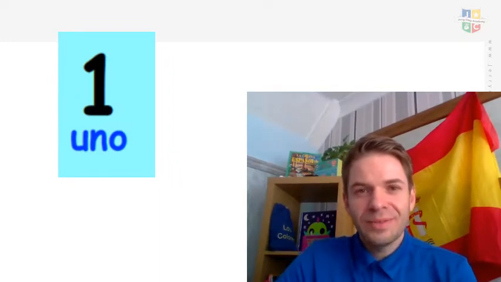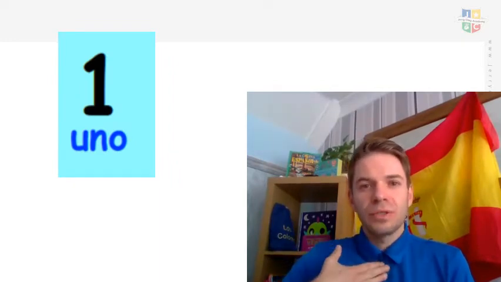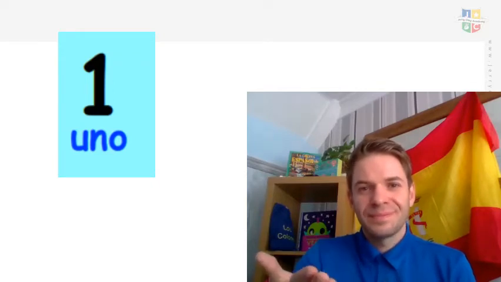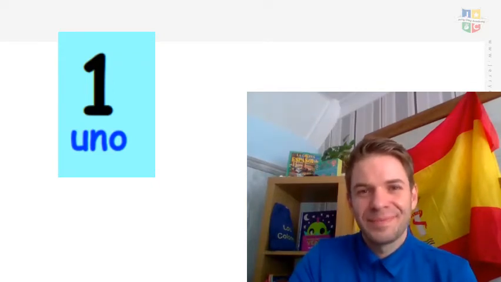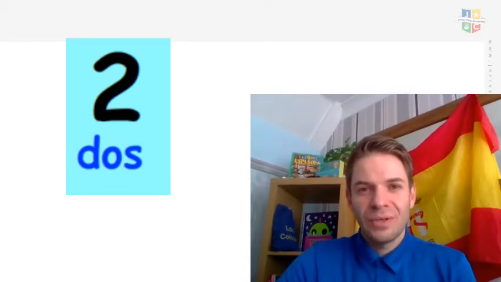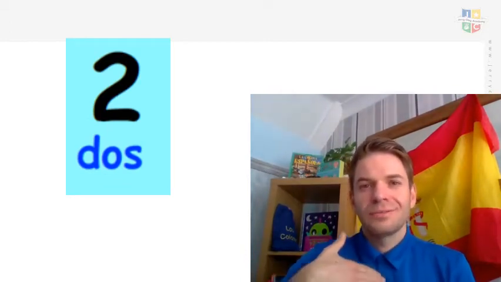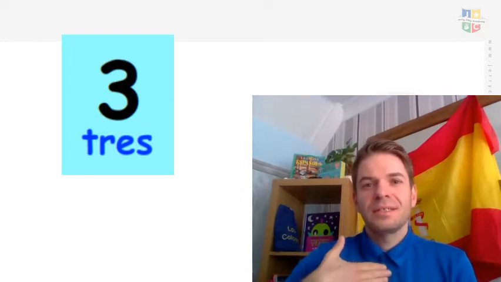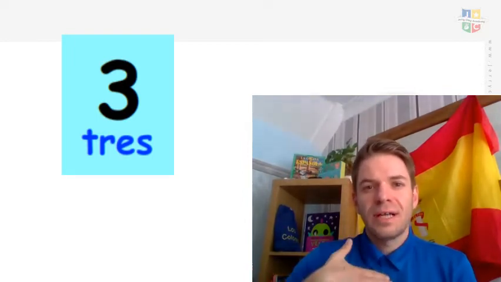Okay, the number 1 in Spanish is pronounced uno. Uno, uno, uno. Fantástico. Number 2, dos. Dos, dos, dos. Muy bien. Number 3 in Spanish is tres. Tres. Tres, tres, tres.